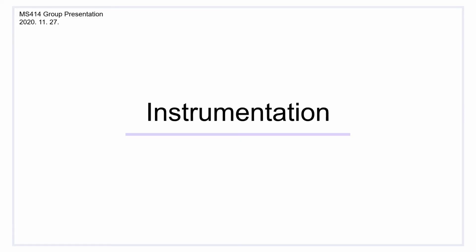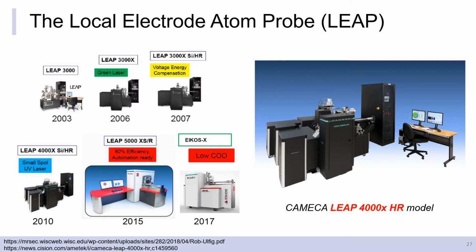Okay, now let's move on to the APT instrument. We talked about very fundamental parts of APT so far. However, from now, we will take a look at more practical areas. Historically, there have been many different types of apparatus for APT. However, today, the most common design for APT is the local electrode atom probe, shortly called the LEAP.